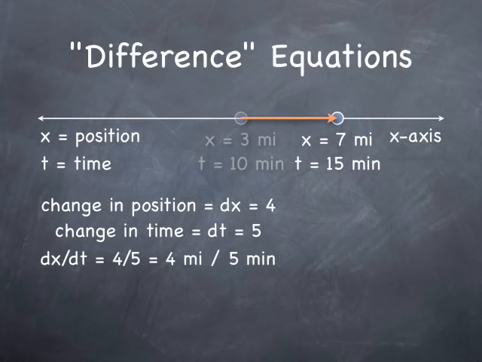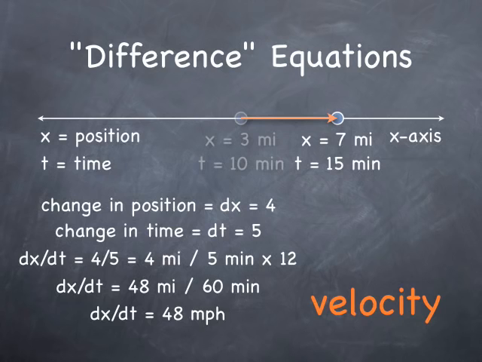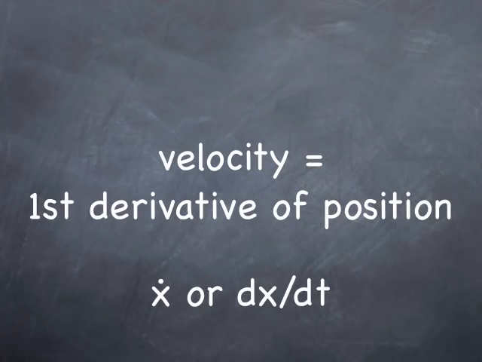It literally means that we are traveling 4 miles per 5 minutes. It's a speed. It's an unusual speed though, so it makes sense to multiply it by 12, which gives us 48 miles per 60 minutes, or 48 miles per hour. This is the velocity of the car. Velocity is the first derivative of position. It is written as x dot or dx/dt.